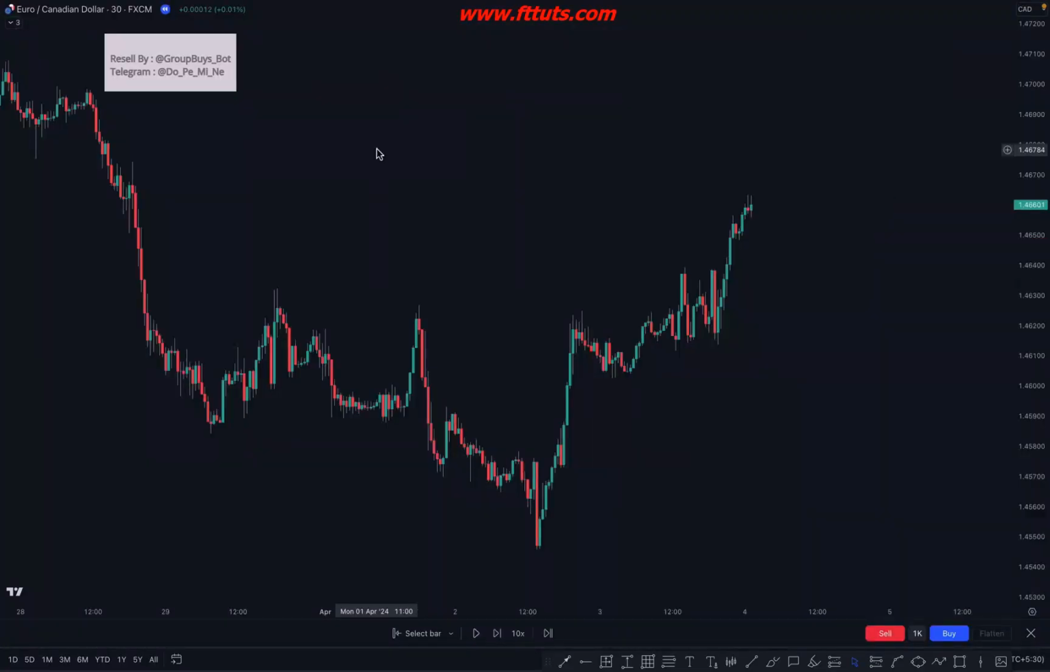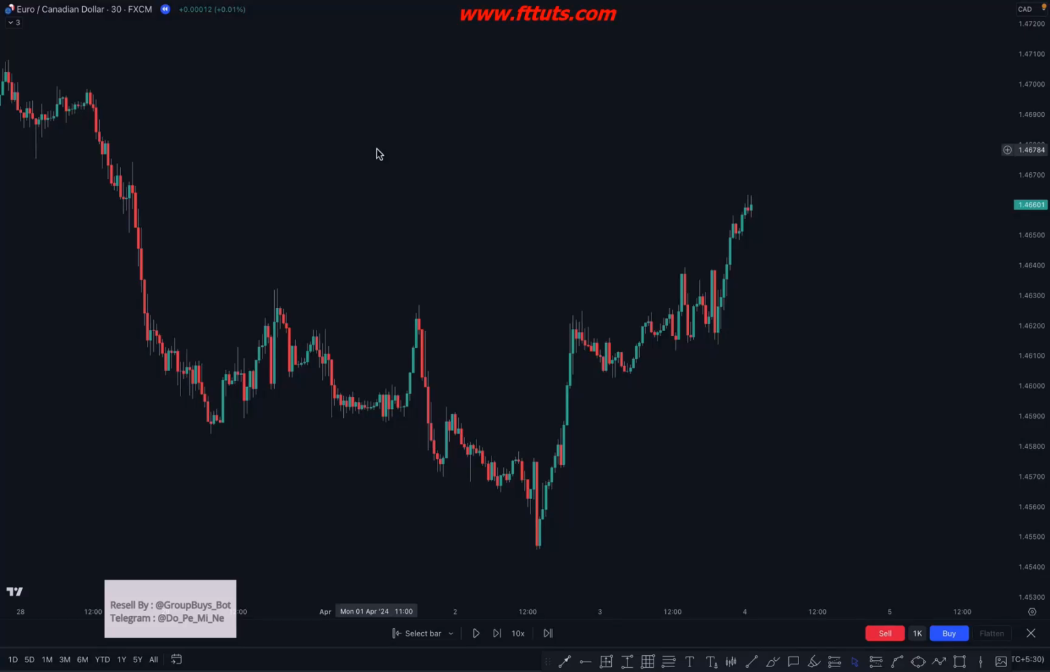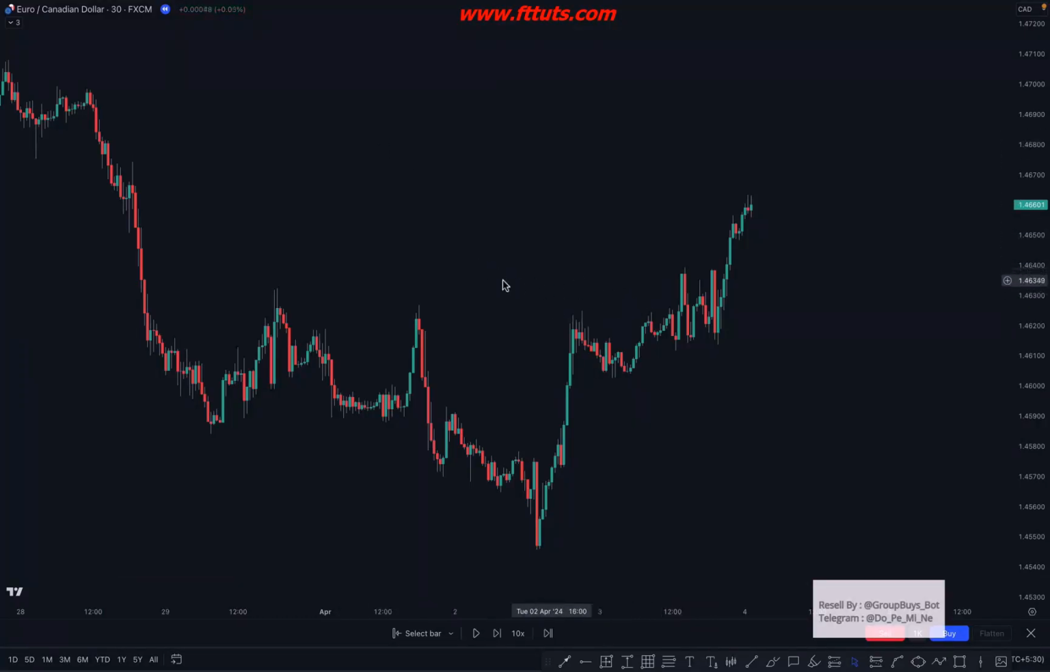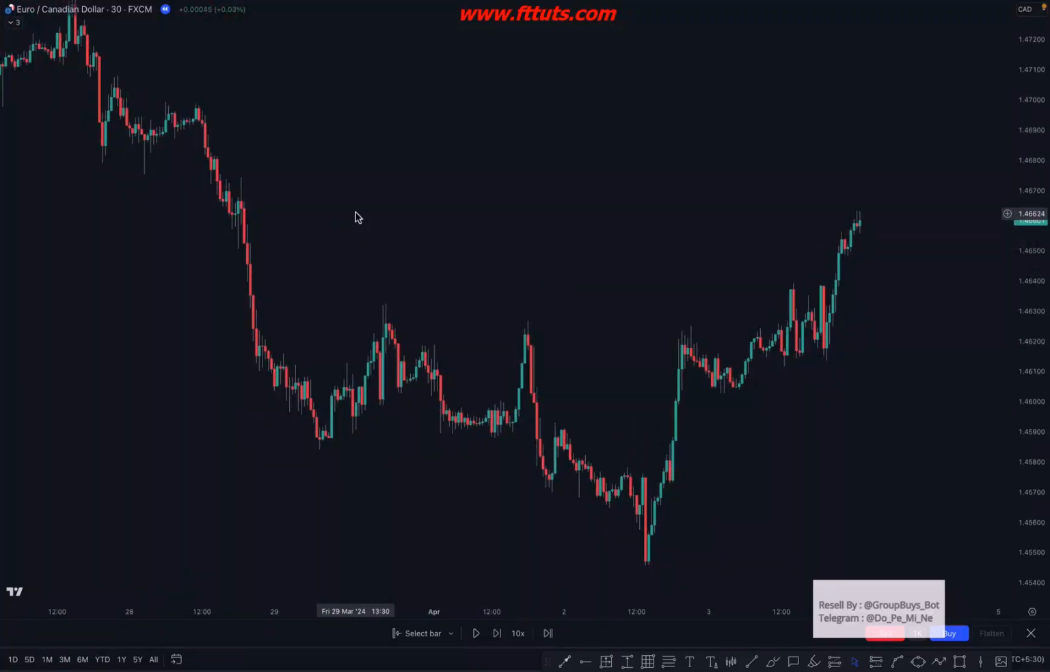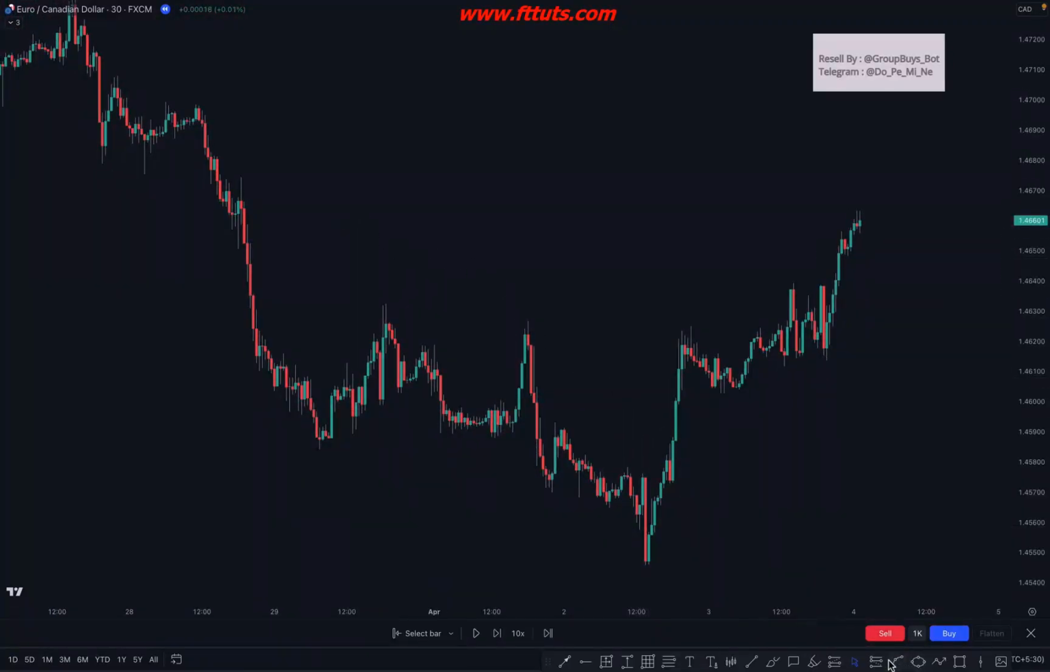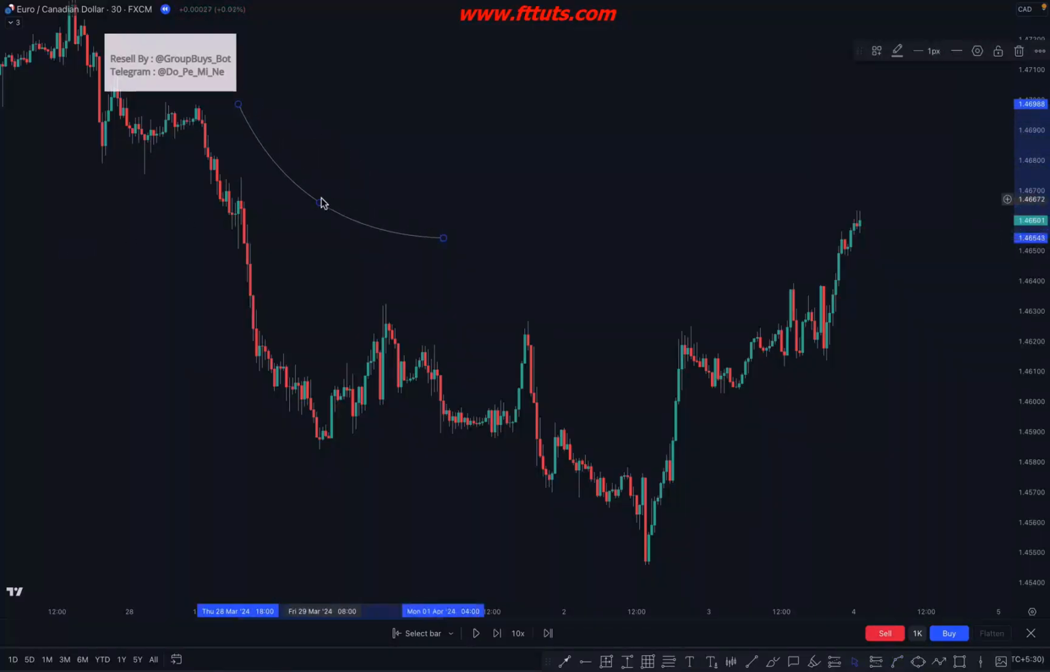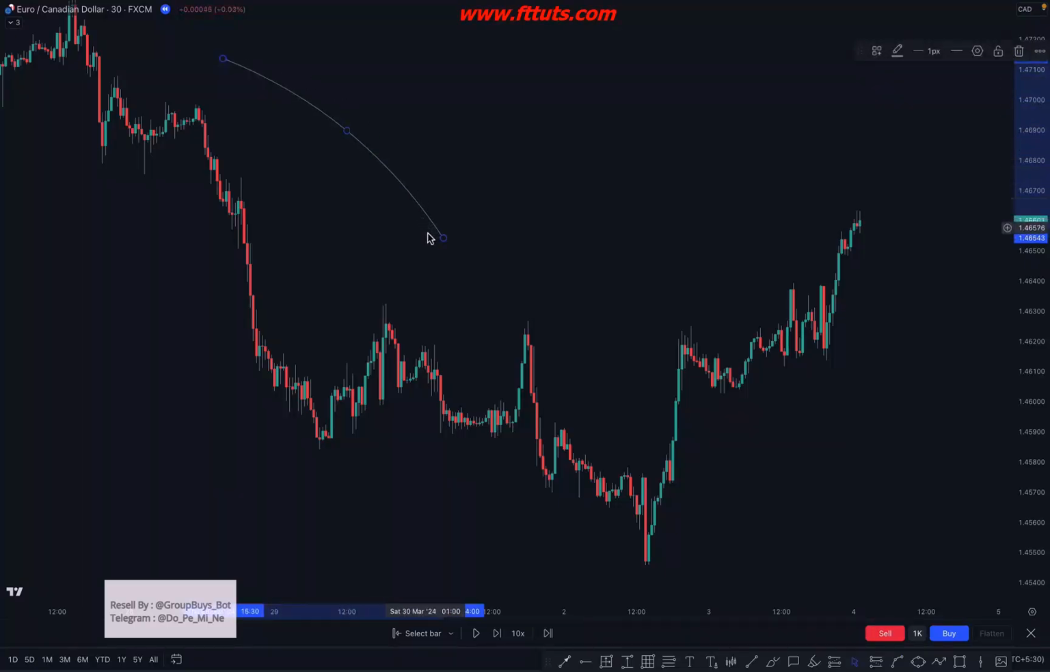This is our EURCAD chart in a 30-minute time frame. You can see the market momentum, what is happening right now. Market is trying to go higher. Before this move upside, the market was completely bearish and everything is bearish here. So if market momentum is bearish, what are you looking for here? In this case, we are looking for a sell, because market momentum is bearish, and the market creates a strong impulsive move and waits for correction.